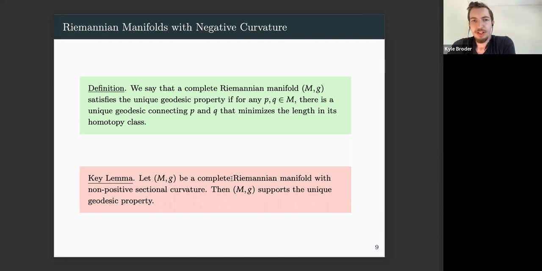So first, let me make this definition, which Jost makes implicitly in chapter 8 of his book. We will say that a complete Riemannian manifold (M, g) satisfies the unique geodesic property if for any 2 points in the manifold, I can find a unique geodesic which connects these 2 points and minimizes the length functional within its homotopy class. And so one of the key examples is given by complete Riemannian manifolds with non-positive sectional curvature. These are examples of Riemannian manifolds which satisfy this unique geodesic property.